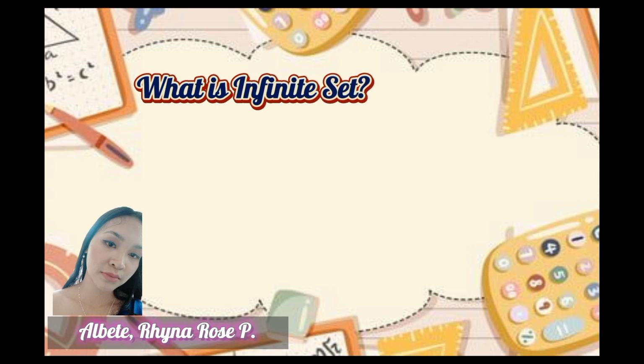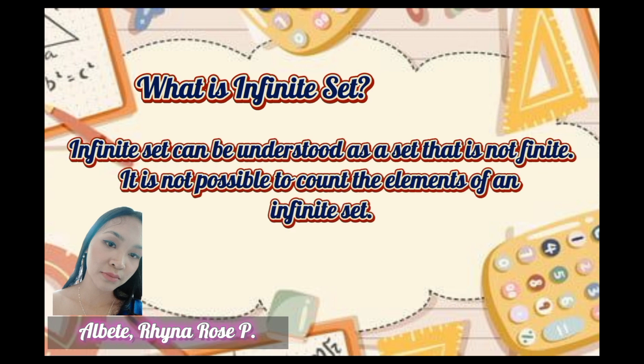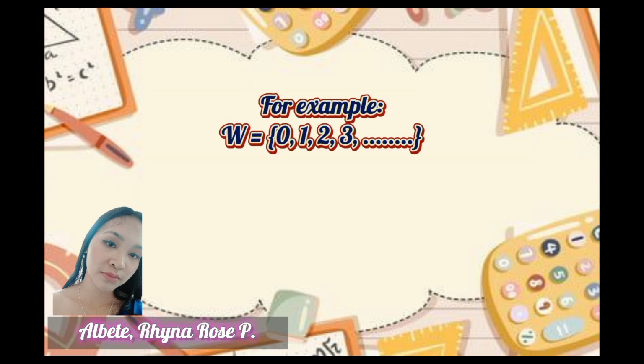What is an infinite set? An infinite set can be understood as a set that is not finite. It is not possible to count the elements of an infinite set. The elements are endless or not countable. If any set is endless from start or end or both sides, having continuity, then we can say that set is infinite. For example, W = {0, 1, 2, 3, ...}. This is the set of whole numbers, an infinite set, as the elements are not countable.